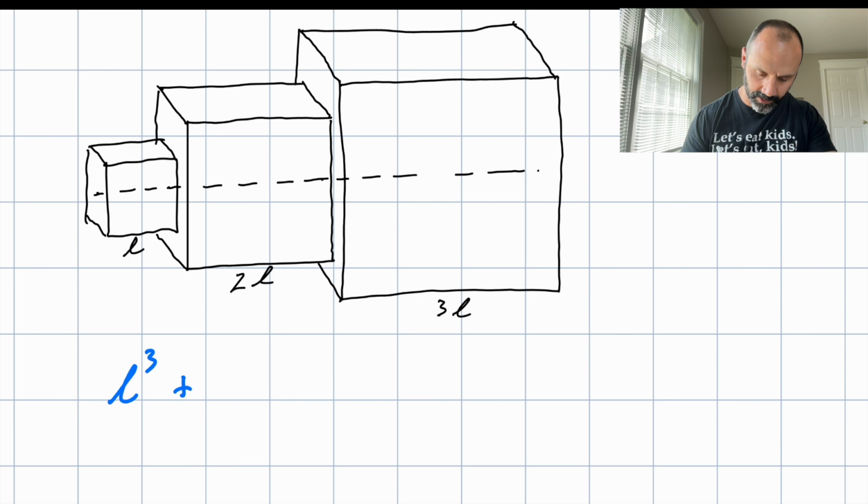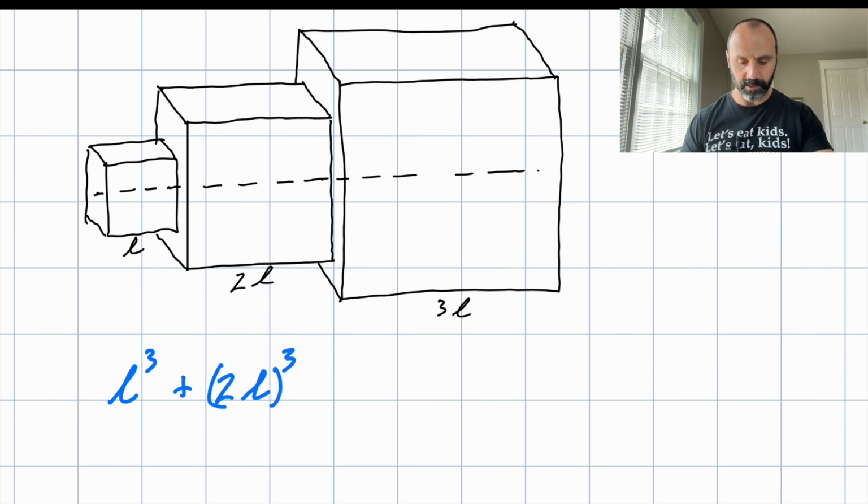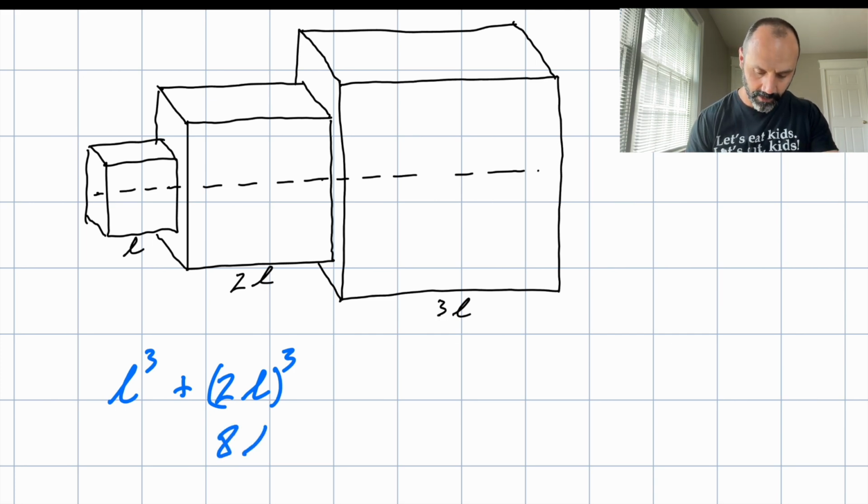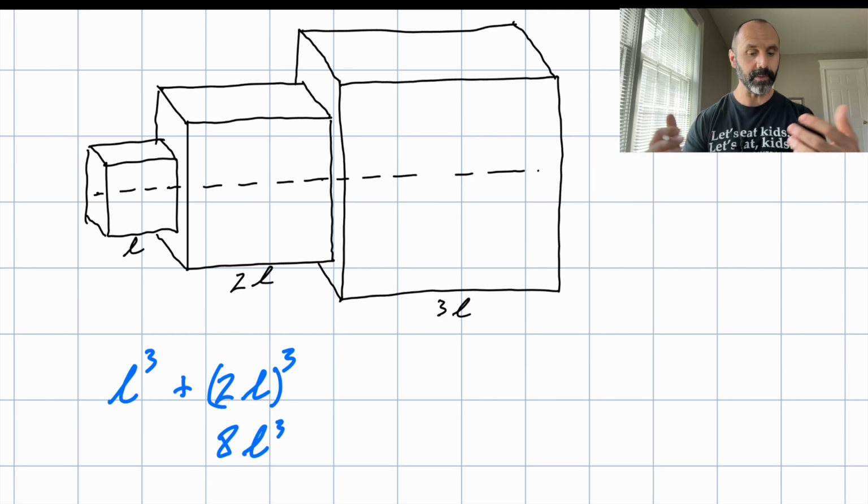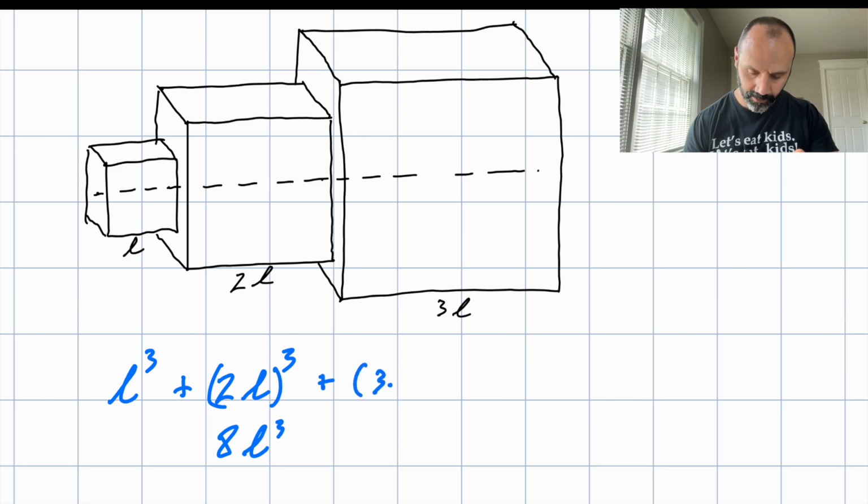Plus, and then it's going to be 2L cubed. So this is going to be 8L cubed. So what that means is that if you double the length, now you have 8 times the volume. That means 8 times the mass. Okay, and then plus 3L cubed.